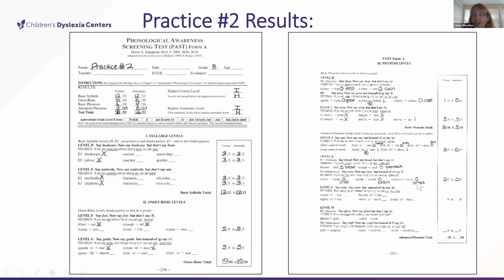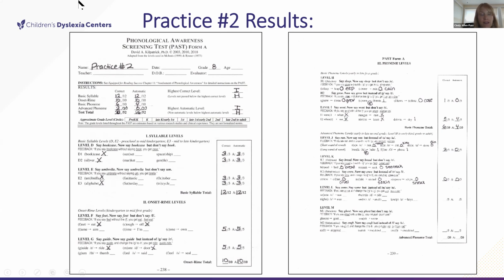Level K, she didn't get any correct. Looking at the total number correct with level J and K, she had 2 out of 10. So I discontinued, stopped the test there. Looking at the basic syllable level, she had 12 out of 12 correct. That's what I put at the top. 12 out of 12 automatic.